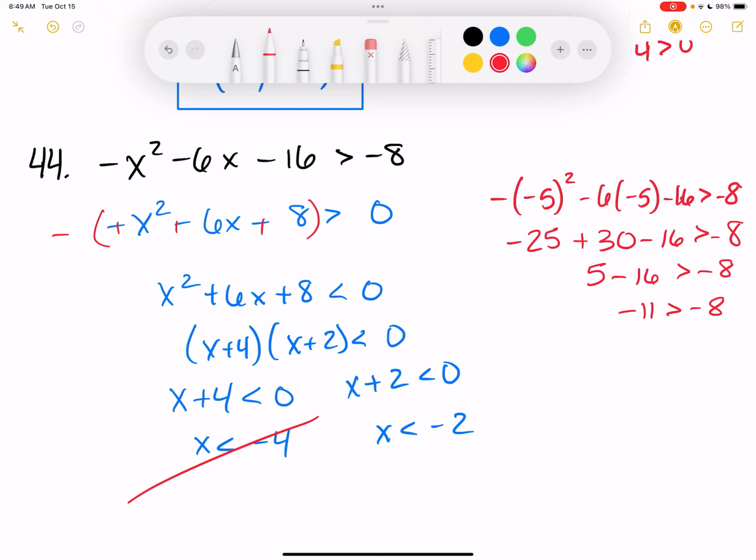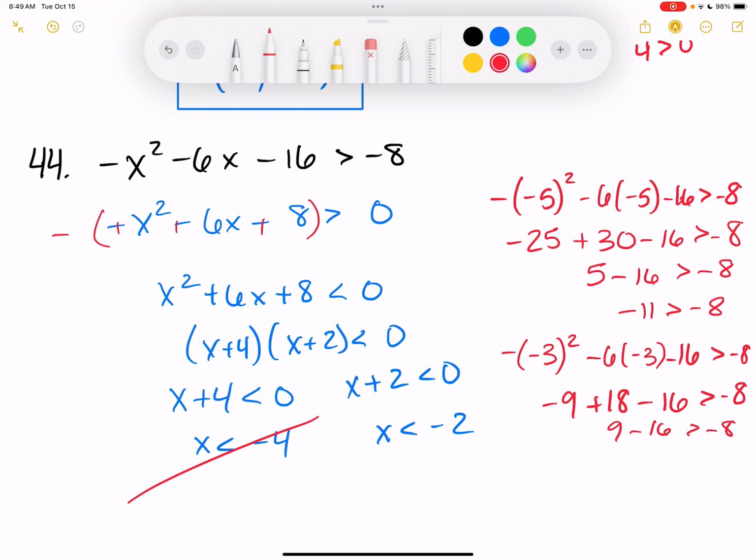Then we know that negative 4, we can't use that. And we know that we can't use negative 2. So really my only option in here is to test negative 3. So negative times negative 3 squared minus 6 times negative 3 minus 16 is greater than negative 8. So this is going to be negative 9 plus 18 minus 16 is greater than negative 8. So that's 9 minus 16, which is going to be negative 7, which is greater than negative 8. So this is going to be the only one that works.